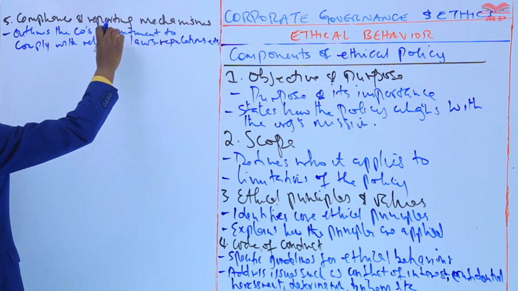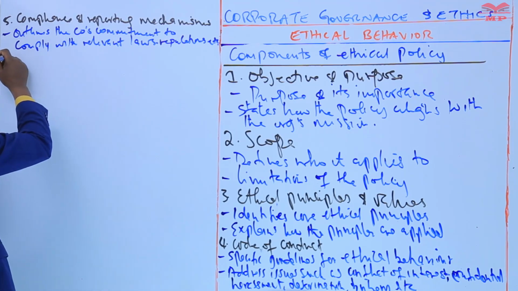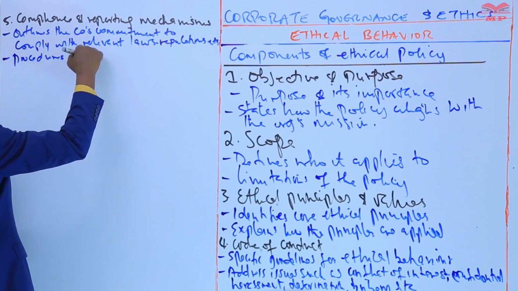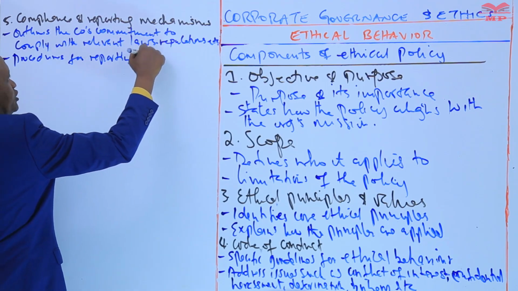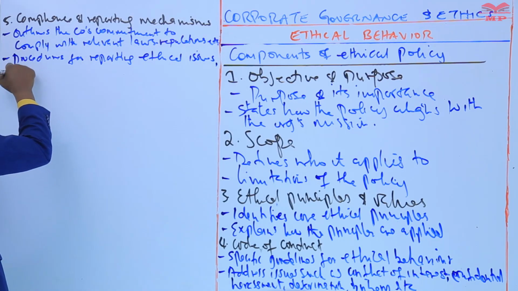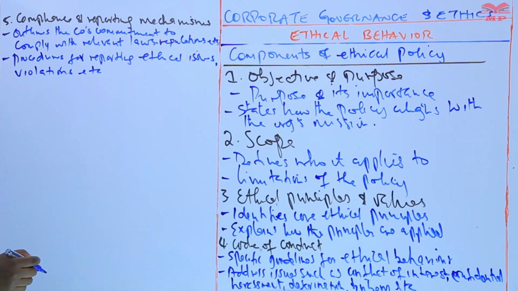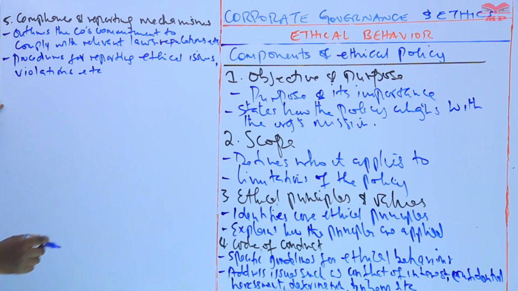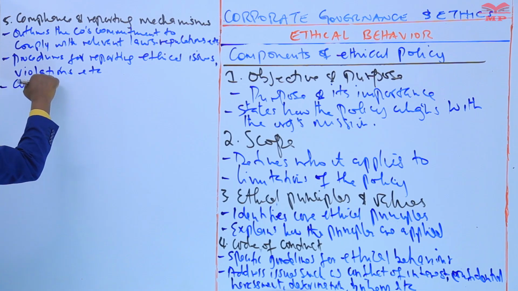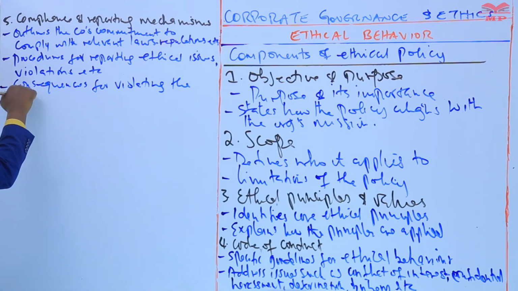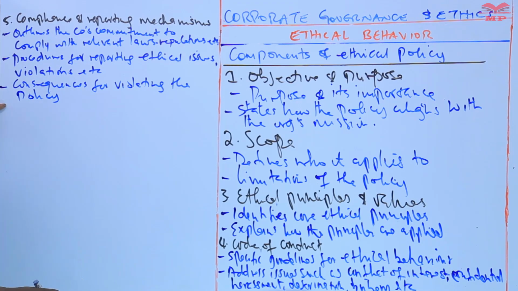Now, the section on compliance and reporting also establishes procedures for reporting ethical issues and violations, and so on. It may also explain the consequences of violating the policy. The compliance and reporting mechanism section also outlines the consequences for violating the policy.